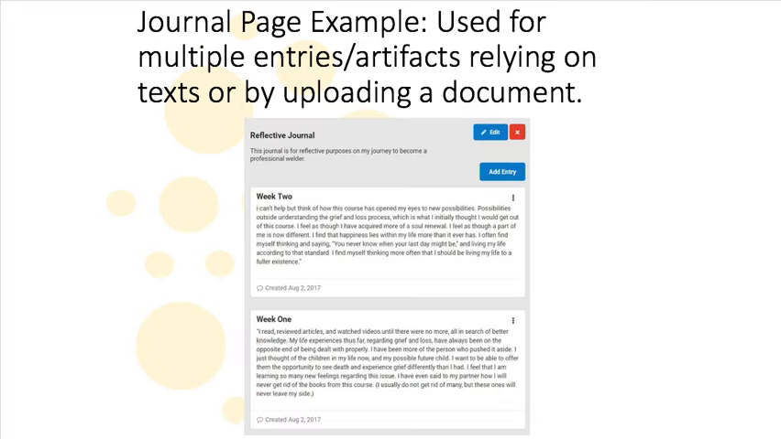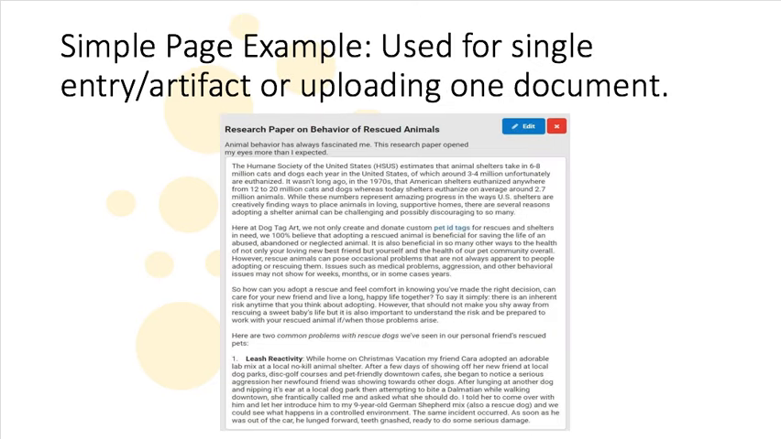The journal page, this is where you use multiple entries. So for example, if in your science class they've asked you to really keep a journal of a particular experiment that you're working on, using this journal page can really help you with that. The last type of page is your simple page, and this is used for single entries or artifacts or even uploading just one document.